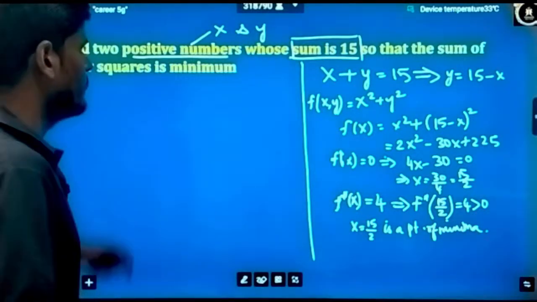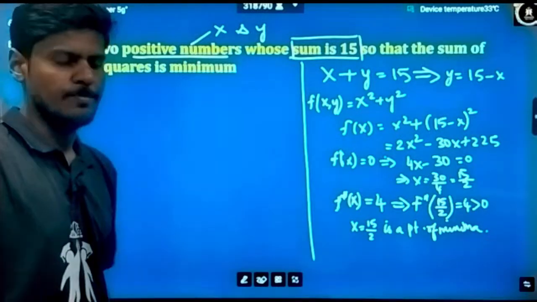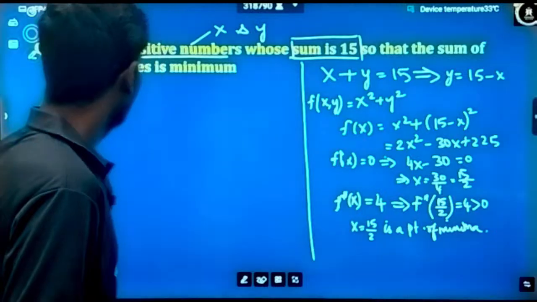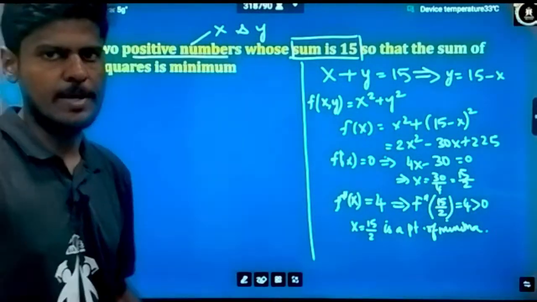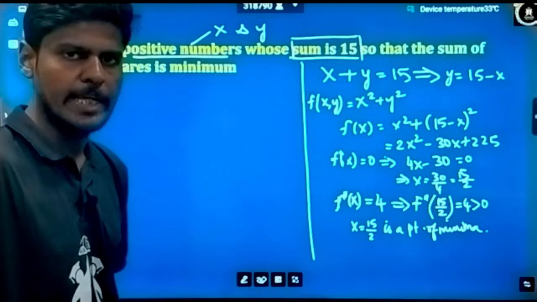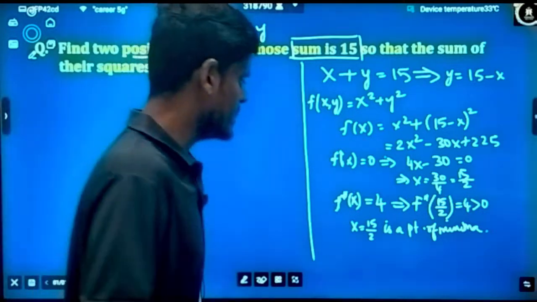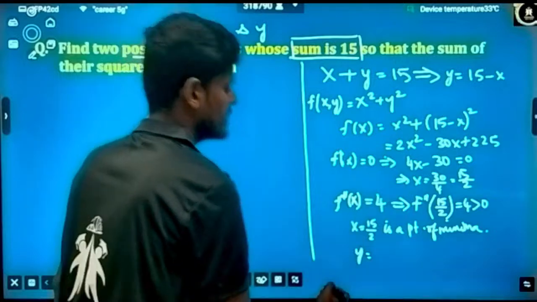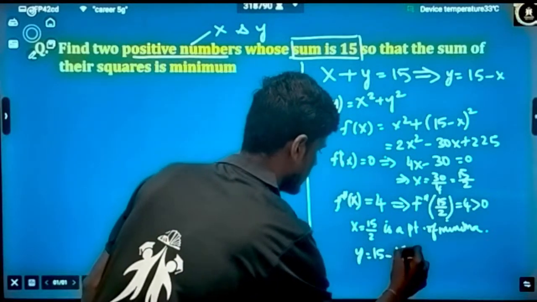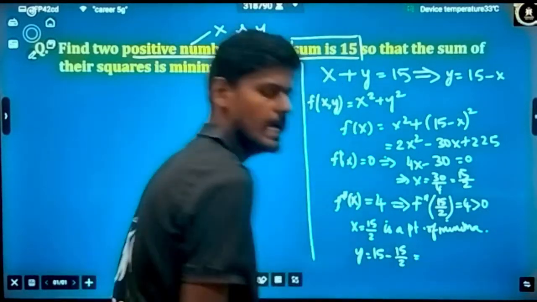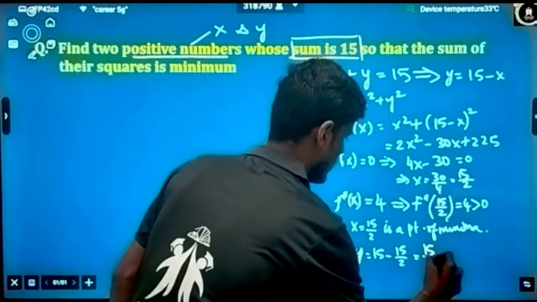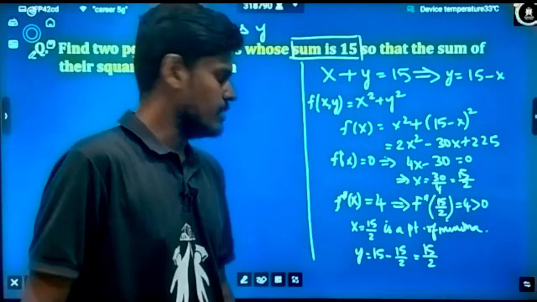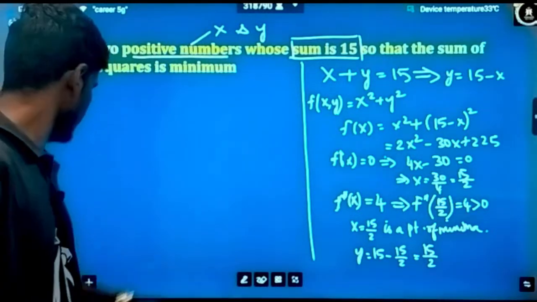Now what we need to see? Sum of their squares is minimum when x is equal to 15 by 2. What we need to find? Find two positive numbers. That is, we have to find x and y. Okay, we already got x value. What is the value of y then? Y will be equal to 15 minus x. That will be 15 minus 15 by 2, that is again 15 by 2. So x equal to 15 by 2 and y is equal to 15 by 2. This is the solution for this.